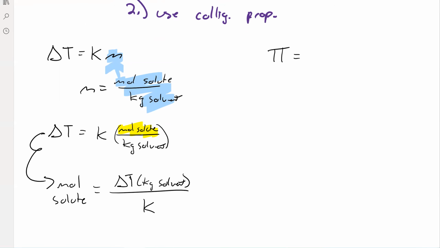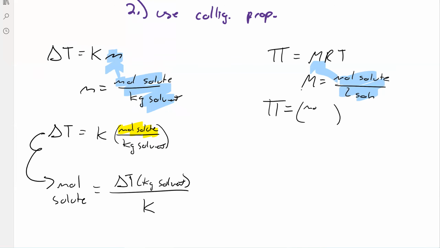The other way is right through our osmotic equation. The osmotic pressure equals molarity times R times T. Remember that molarity is equal to moles of the solute over liters of solution. So again, what we can do is take this value right here and plug it in for capital M. We get a new equation that goes something like this.